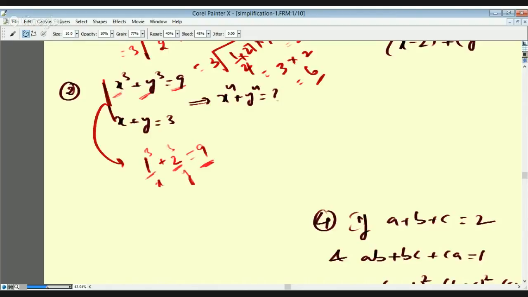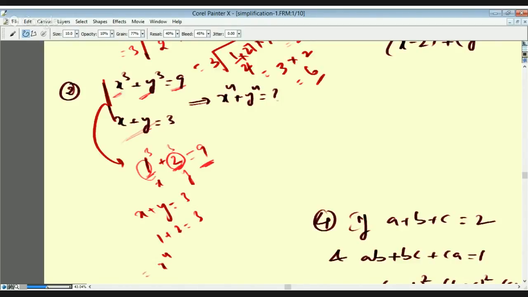So try to substitute the same in the second equation. This is given as x plus y is equal to 3. Yes, that is nothing but 1 plus 2 is equal to 3. So we can confirm that x is equal to 1 and y is equal to 2. So substitute. So what is asked?